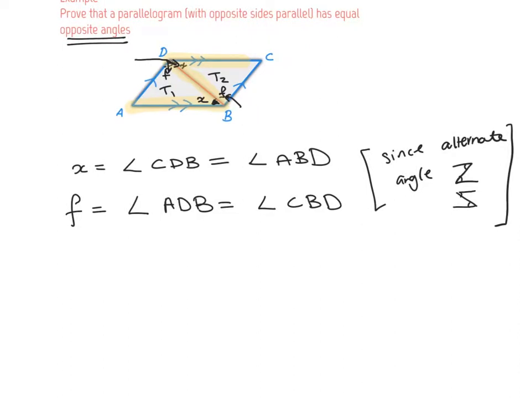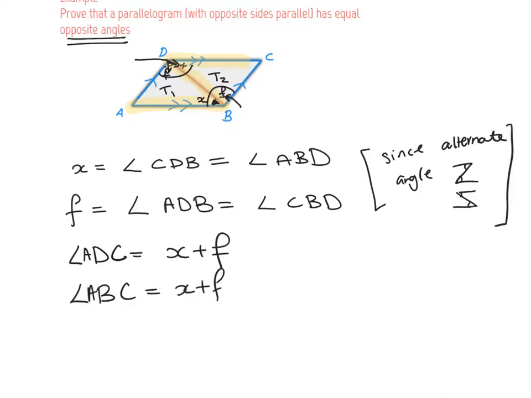So we've proved that the angles are the same since angle D is X plus F, and angle B, well, ADC, this one over here, the whole thing is the same as this whole thing, which is going to be ABC, which is X plus F. So we could conclude that the angle ADC is the same as the angle ABC.